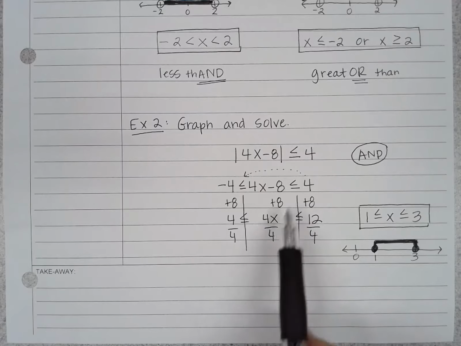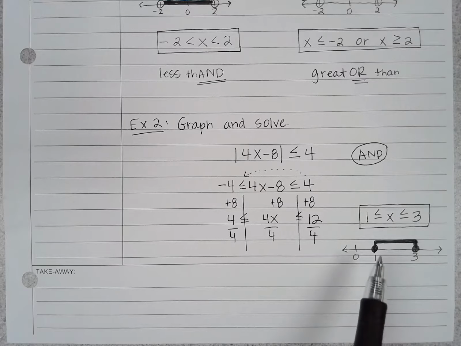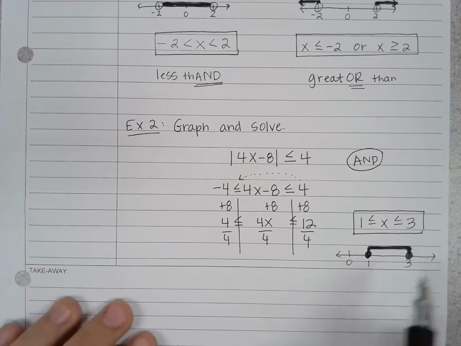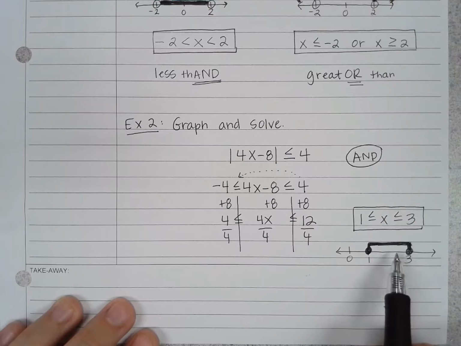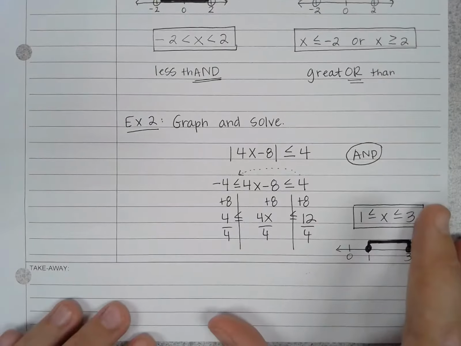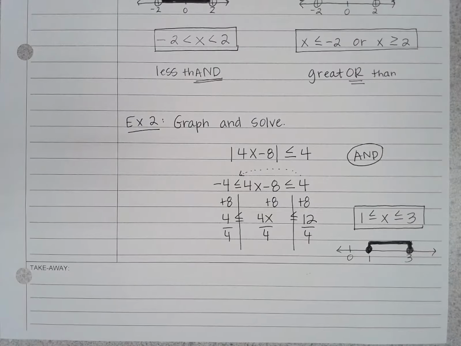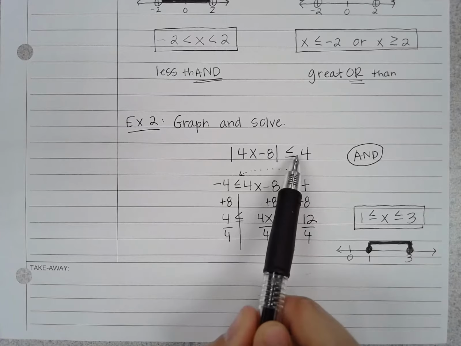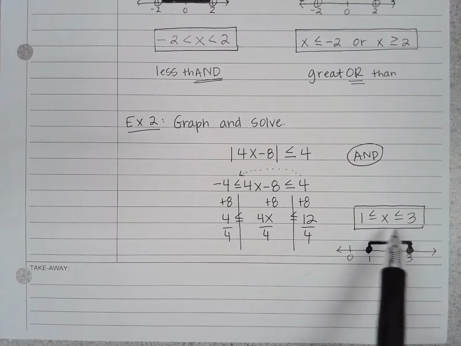So the answer to this question is, or would be, all of the numbers that are in between 1 and 3, including 1 and including 3. So you've got numbers in here like 1.5, 2.5, 1.75, a lot of stuff that happens inside of here. And so those are your answers to the question. So the absolute value of 4x minus 8 is less than or equal to 4. The answers are all the numbers in between 1 and 3.